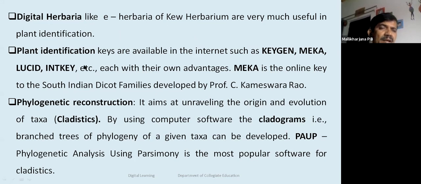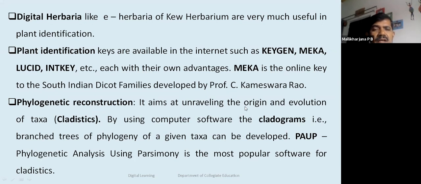There are also plant identification keys available on the internet, like Lucid, Indicate, and Mecca. Mecca is the online key to the South Indian dicot families developed by Professor C. Kameswara Rao, Bangalore University. The computer is also very useful, especially in cladistics and cluster analysis, as just now discussed in the case of numerical taxonomy.